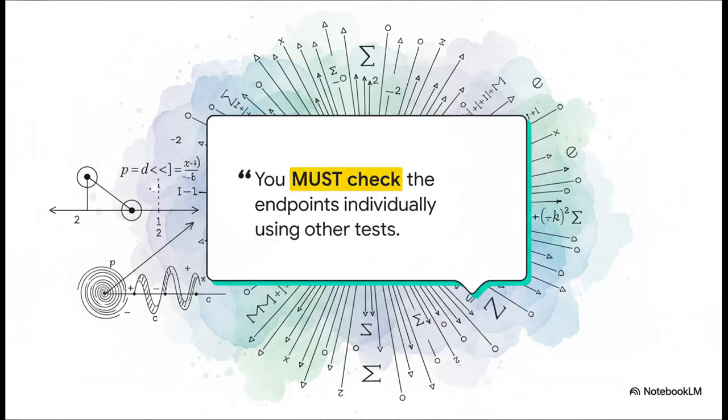So the takeaway is simple. You cannot skip this step. You have to take each endpoint value one at a time, plug it back into the original series, and then use one of your other tests, like the p-series test or the alternating series test, to figure out what happens.